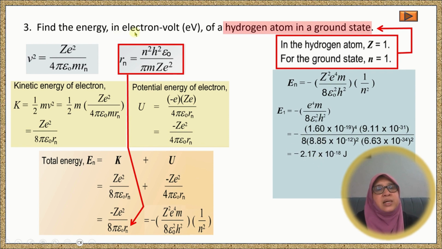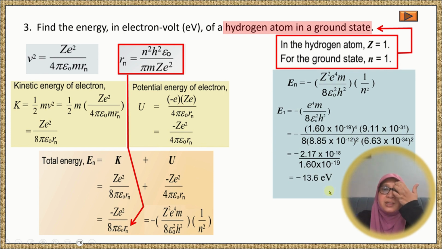But the question asks to answer in electron volts, so we need to convert the joule unit into electron volts. We divide by 1.6 times 10 to the power of negative 19. The answer in electron volts is negative 13.6 electron volts. So that's the answer for question 3.